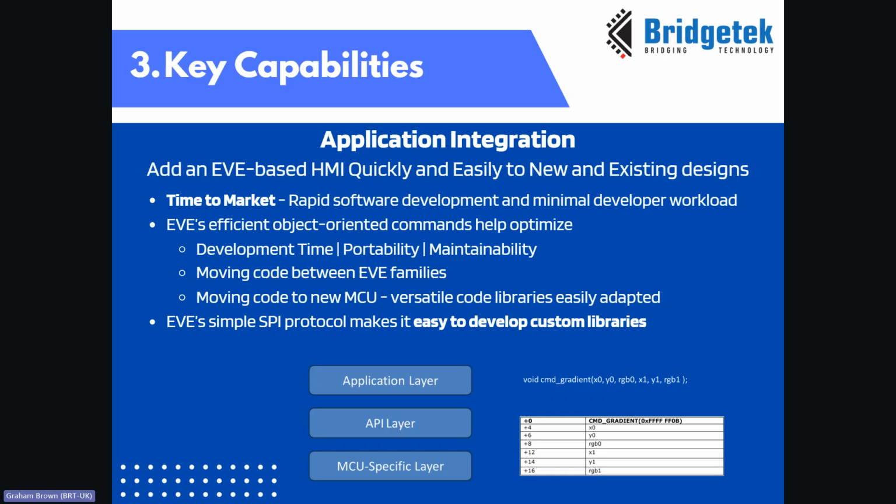Eve's object-oriented API is easily supported on any MCU and makes developing and maintaining your application simple. As your product evolves with different UI designs and screen resolutions, you can use the same user interface across different Eve family members easily. As an example, the MCU can send a 20-byte gradient command, and Eve will calculate a smooth color gradient between two coordinates with a selected start and end color.